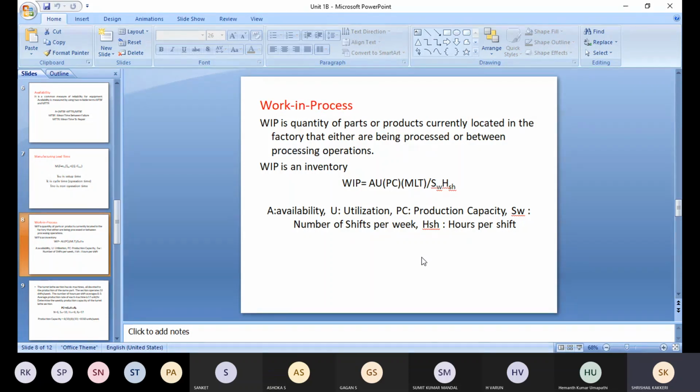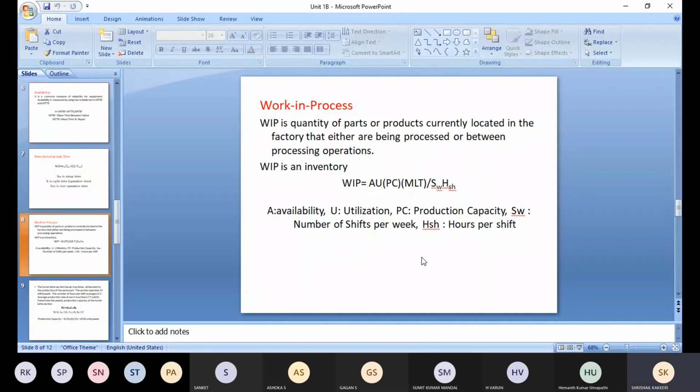Okay, try to remember these formulas. A indicates the availability, U indicates the utilization, PC is the production capacity, SW is the number of shifts per week, and SH indicates the working hours per shift. Okay.